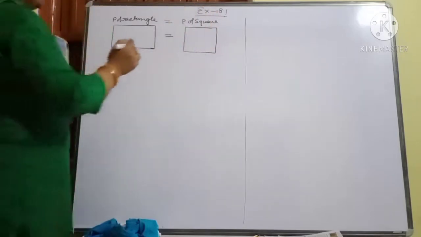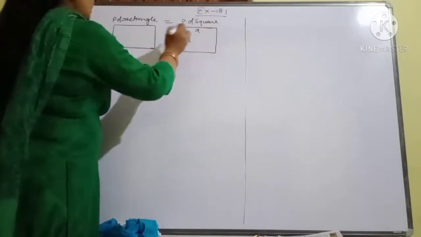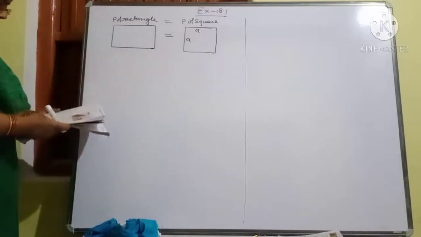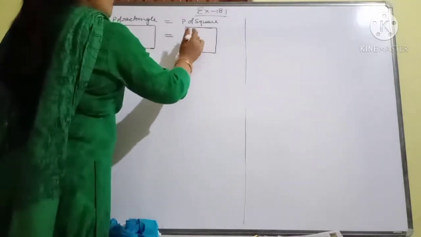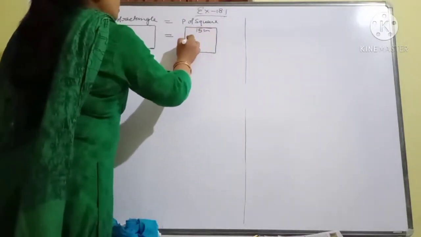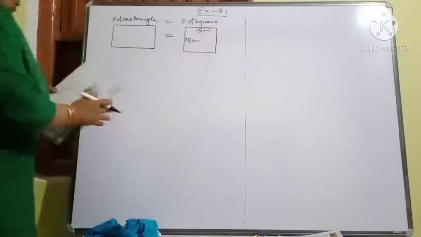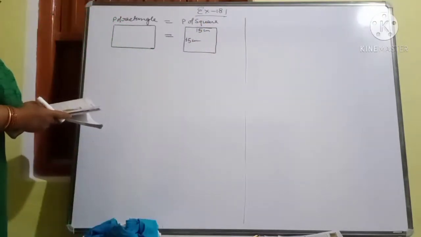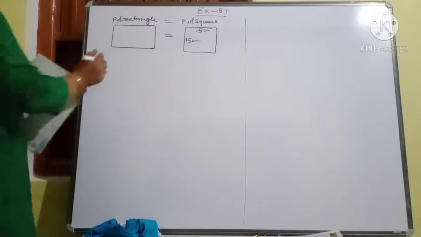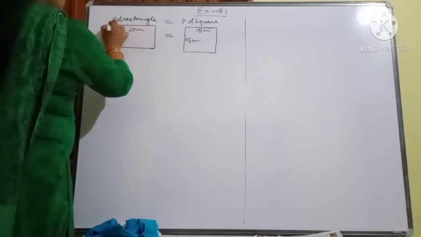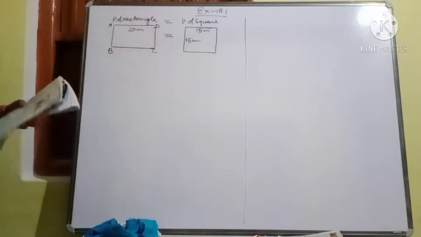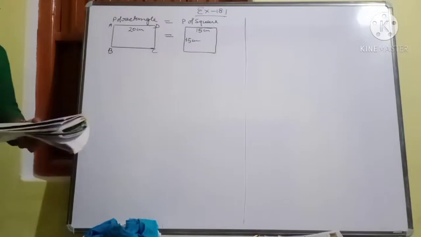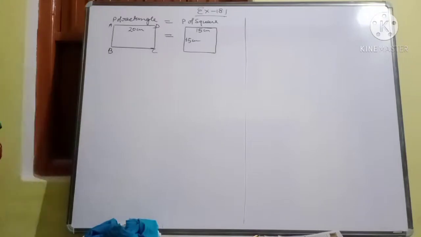Side of the square you have been given is 15 centimeter. It means all sides will be equal to 15 centimeter. And the side of the rectangle is equal to 20 centimeter, the length. So the perimeter of the rectangle is equal to the perimeter of the square, and you have to find the breadth of the rectangle.